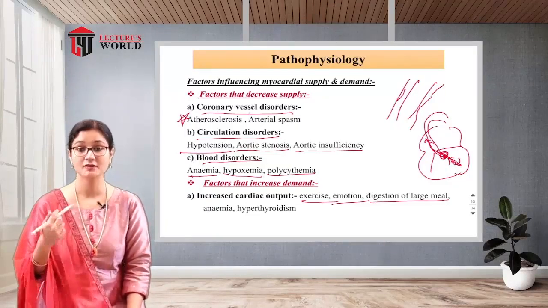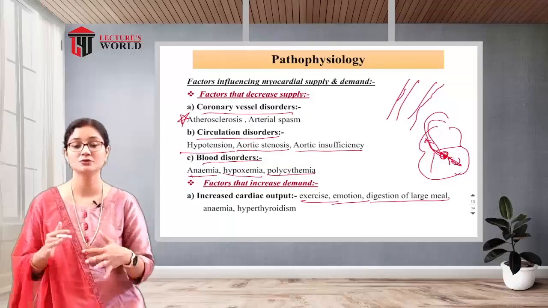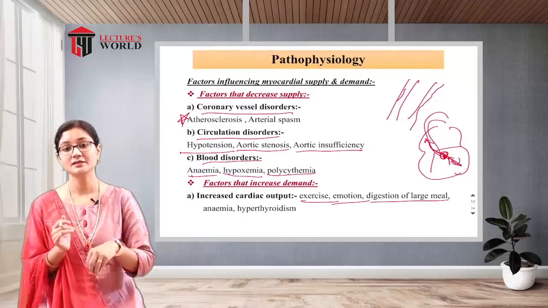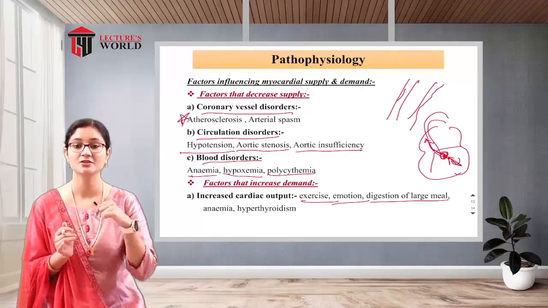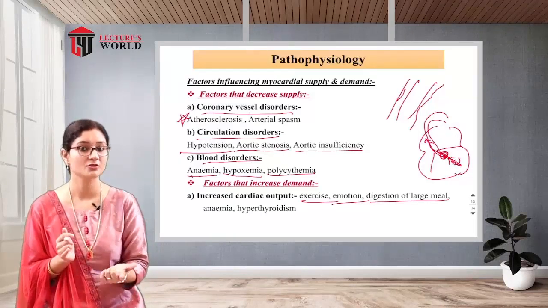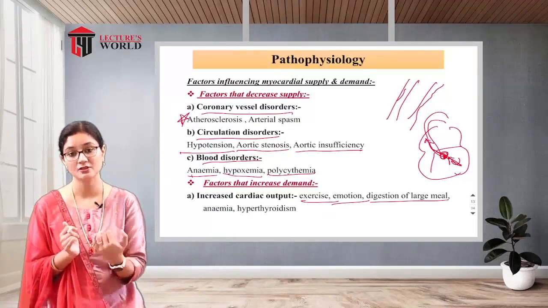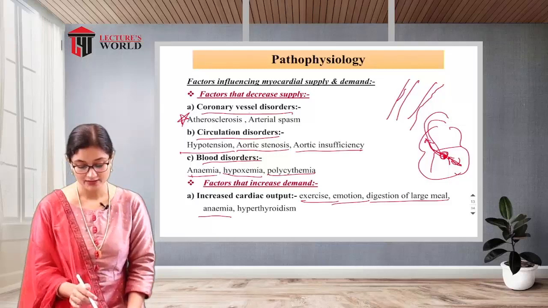As I said, digestion of a large meal: too much food the person has eaten, so the blood supply is increased in your mesenteric region for digestion, and less is reaching your heart. Anemia, we have already seen.